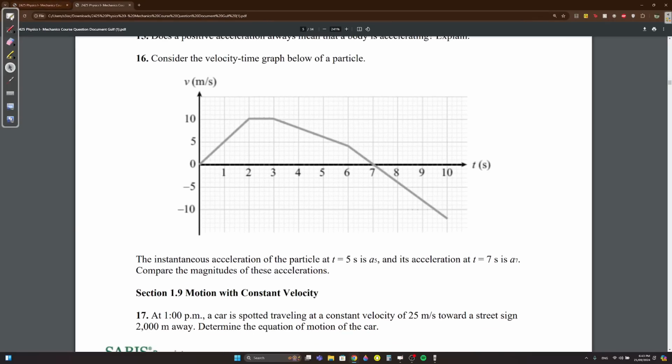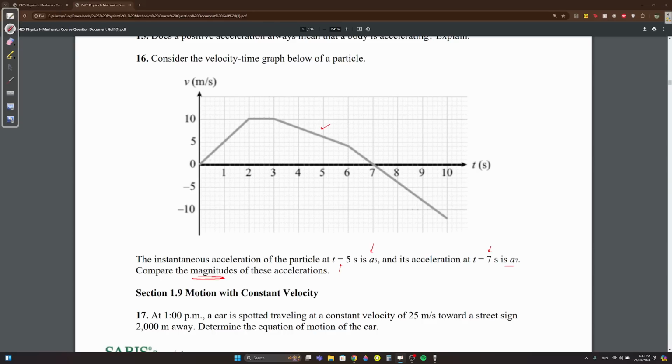Consider this: the instantaneous acceleration at t equals 5 is a5, and its acceleration at t equals 7 is a7. Compare the magnitudes of these accelerations. Okay, at t equals 5, the instantaneous acceleration is equal to the slope of the tangent, and this is a straight line, so the tangent of a straight line is the line itself. At t equals 7 it's also a straight line. We want to see which one is bigger, right? The one that's steeper is going to be the one that has a greater acceleration.